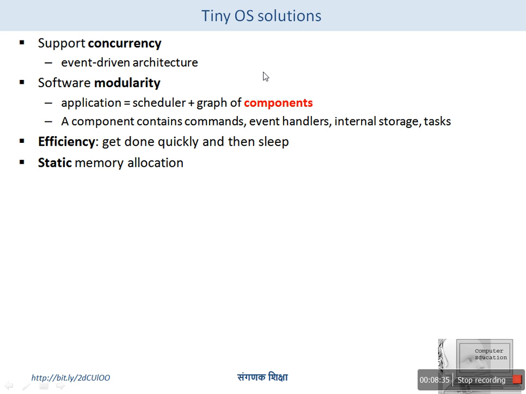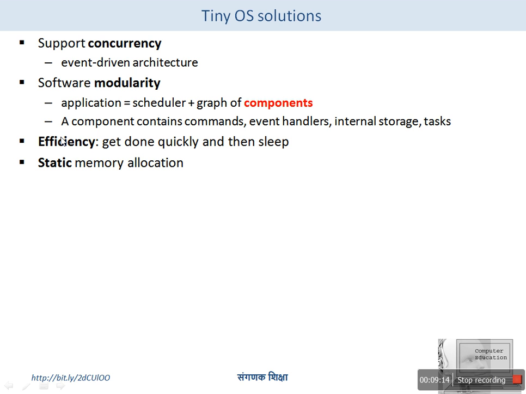So every application which is developed in the TinyOS environment must support the component architecture, and every component has some commands, some event handlers, some internal storage, and tasks. Now next is efficiency. Efficiency means every time a component occurs, some task is performed, and whenever it is done, the sensor node goes to sleep mode. So that's why it is efficient, because the power consumed is very little in this type of scenario.